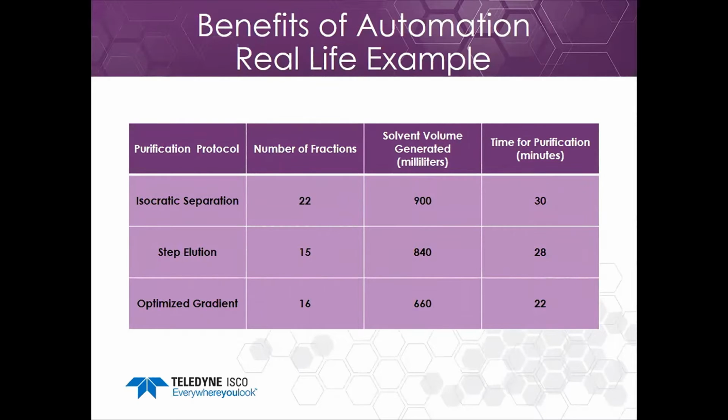So this kind of summarizes some real-life savings that you could see by using an automated flash system versus doing the open column. I would say you'd also have additional time savings in that you're using pre-packed cartridges for your columns, and you're not having to pack your columns, so there are obviously savings there too.